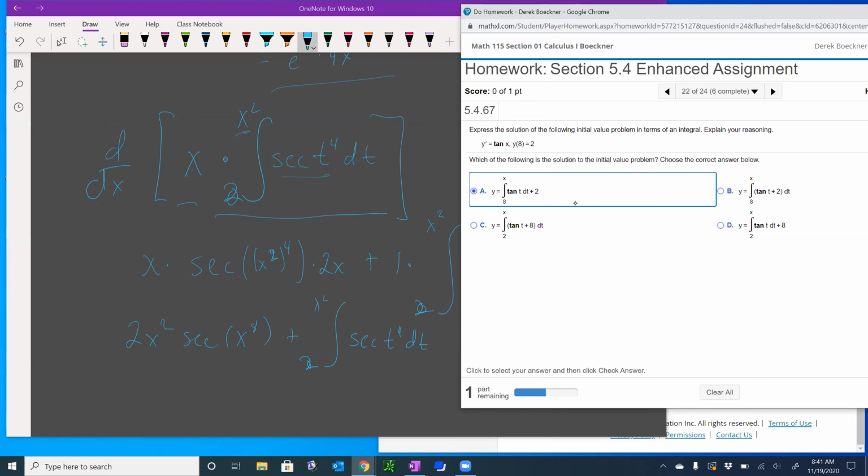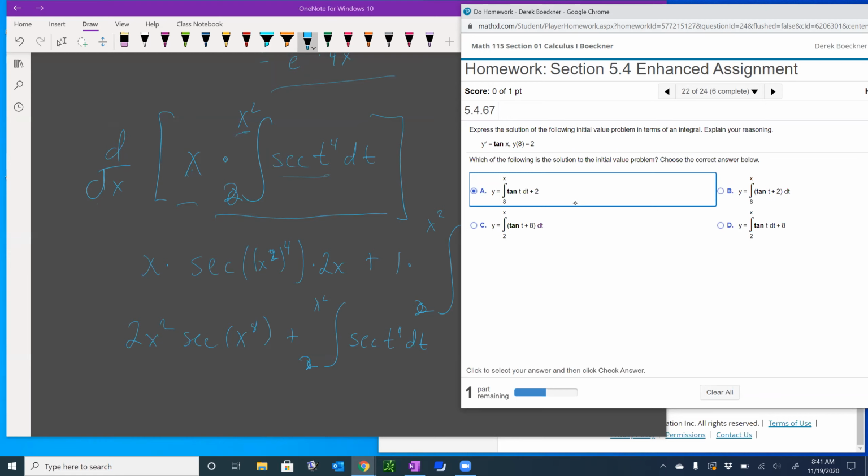So if I plug 8 into this, I get an area of 0, and then I add 2 to it, so that y is equal to 2 when x is equal to 8. Okay. And then the derivative is just fine, right? Because if I take the derivative of this, the derivative of the 2 is 0. The derivative of this by the fundamental theorem of calculus is just the tangent evaluated at x, which is the tangent of x, so that's good.